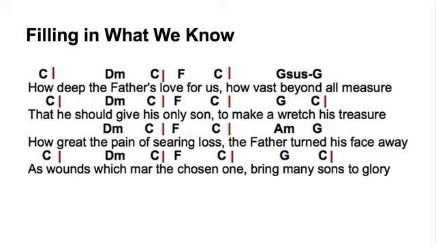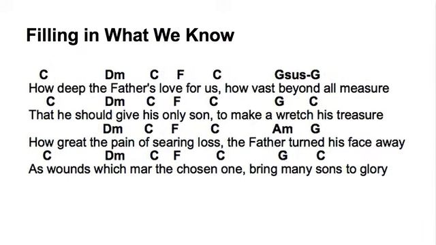So if we go back to the unmarked version of this, if you can look at that and go, C is 1, D is 2, C is 1, F is 4, C is 1, G sus and G are 5, C is 1, D is 2, C is 1, F is 4, C is 1, G is 5. If you can go linear like that, then it will make the application of this as you're playing, or being able to do transposition on this, much easier if you can do it linearly.